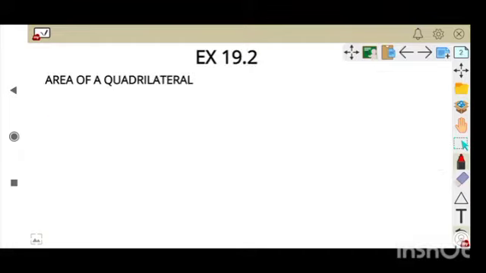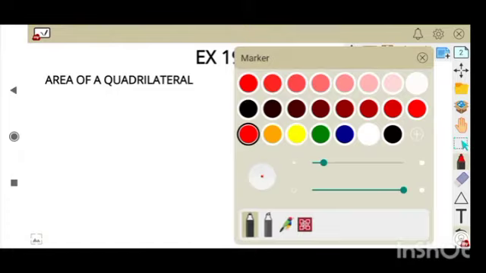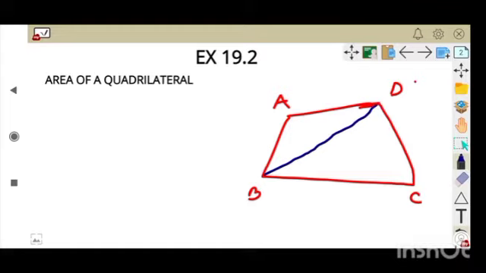Now let us see how to find the area of a quadrilateral. We are going to construct the formula. First, let me draw a quadrilateral. Yes, we have a quadrilateral now. Let me say this is A, this is B, this is C, and this is D. Now let me draw only one diagonal. Let me join BD, then it becomes the diagonal. BD is the diagonal.